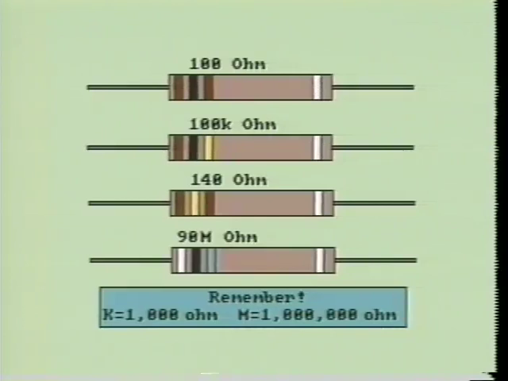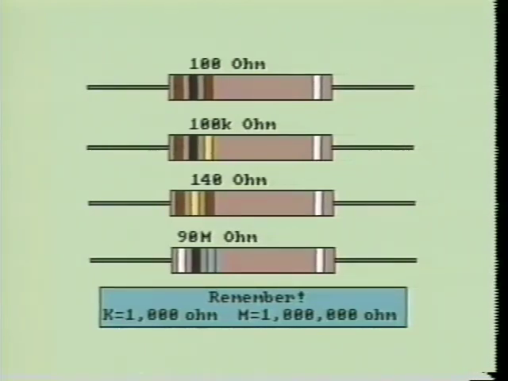The second resistor is color-coded brown, black, yellow. The first digit is a 1, the second digit a 0, and there will be 4 zeros following the first two digits. The value of this resistor would be 100,000 ohms, or 100 kiloohms for short. The third resistor is color-coded brown, yellow, brown. The first digit is a 1. The second digit is a 4, and there will be 1 trailing 0. That means this resistor has a value of 140 ohms.